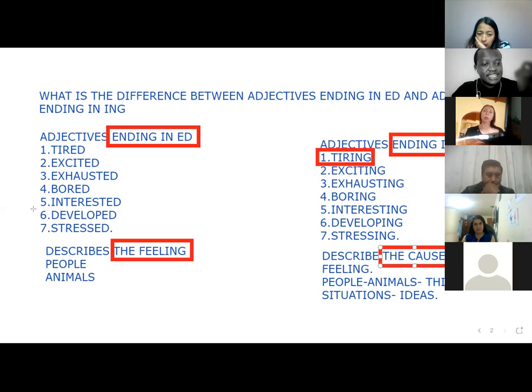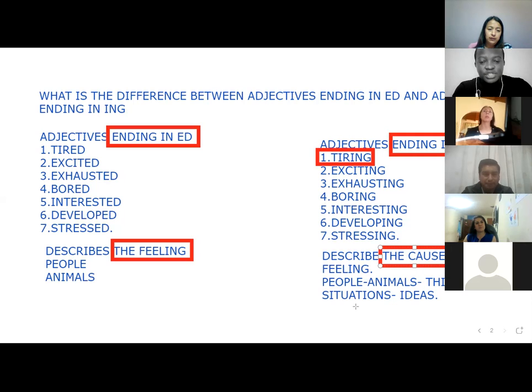The country is developed because the policies, the economic situation is developing. I am stressed because the students are stressing. Do you get the idea, guys?